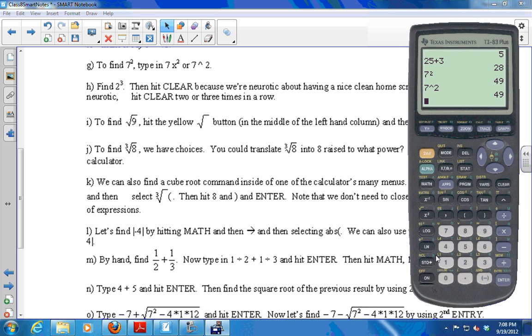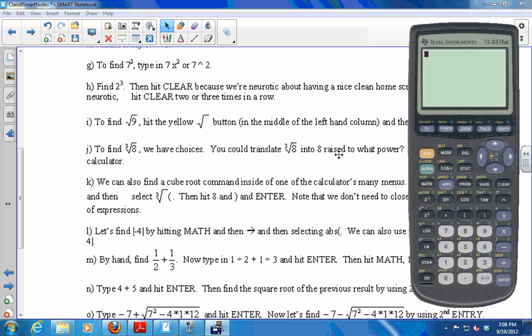So you can find 2 cubed that way, right? You hit 2 caret 3, enter. There's no special cubed button. All right, and then let's hit clear a few times so that we have a nice clean home screen.